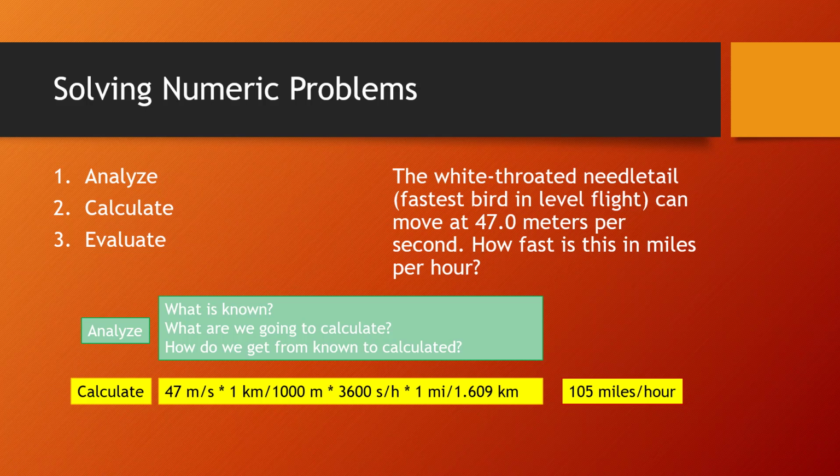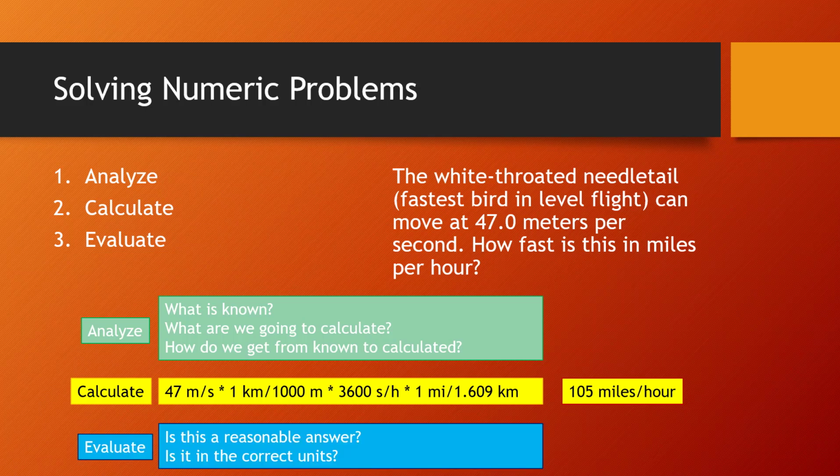So now we have kilometers per hour. We will multiply that by miles per kilometer. So 1 mile is 1.609 kilometers. And the kilometers will then cancel out, and that will give us miles per hour. So 47 meters per second will be 105 miles per hour. And that's your calculation. The next step is going to be evaluating. Is this a reasonable answer? So it's the fastest bird in level flight. So, okay, it should be a high number.